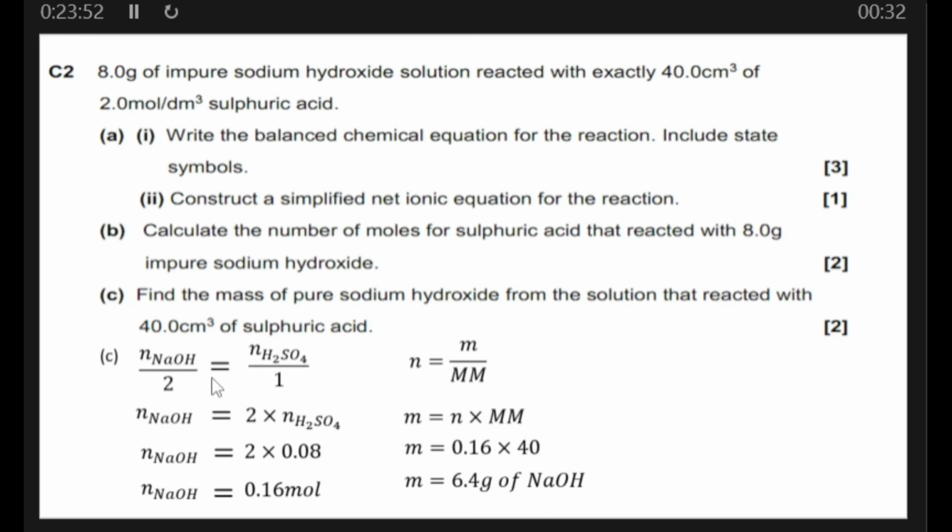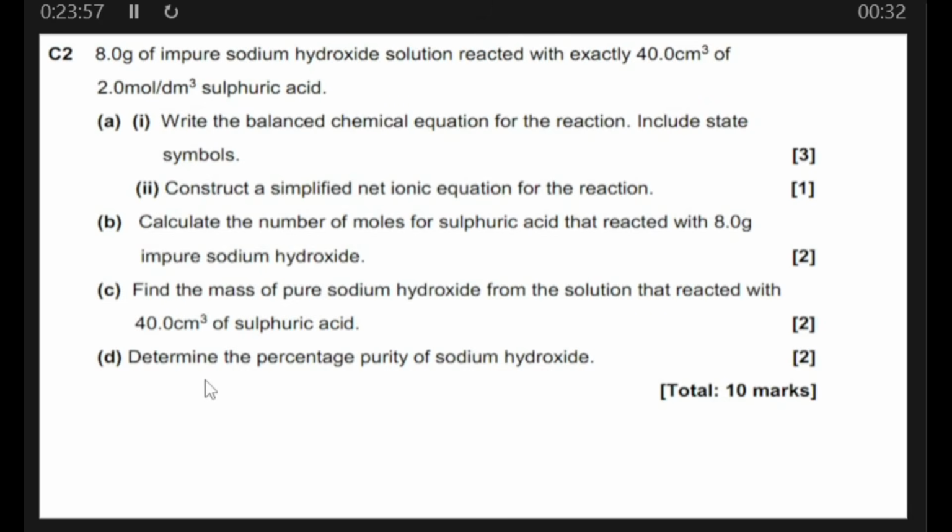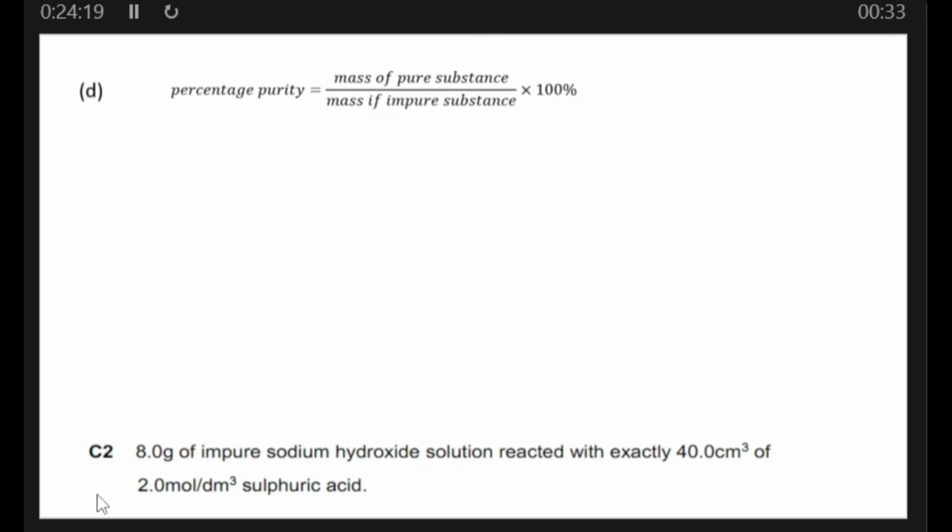All right, so let's move to another part. Part D says determine the percentage purity of sodium hydroxide. So they need percentage purity. You should know that percentage purity is given by mass of pure substance divided by mass of impure substance times 100. And you must remember here that 8.0 grams of impure sodium hydroxide is the mass of impure substance. And the one we have just calculated in C is the mass of the pure substance.